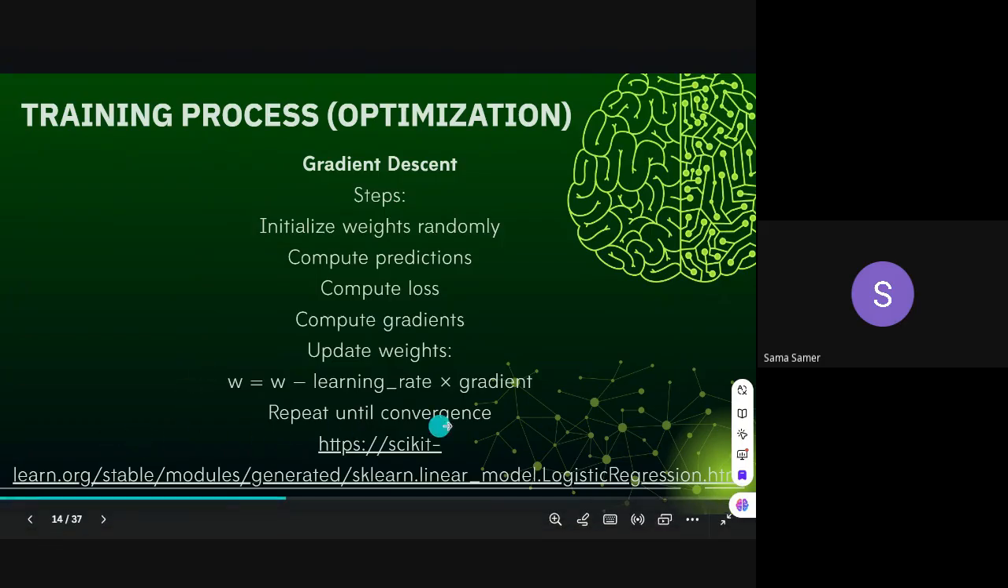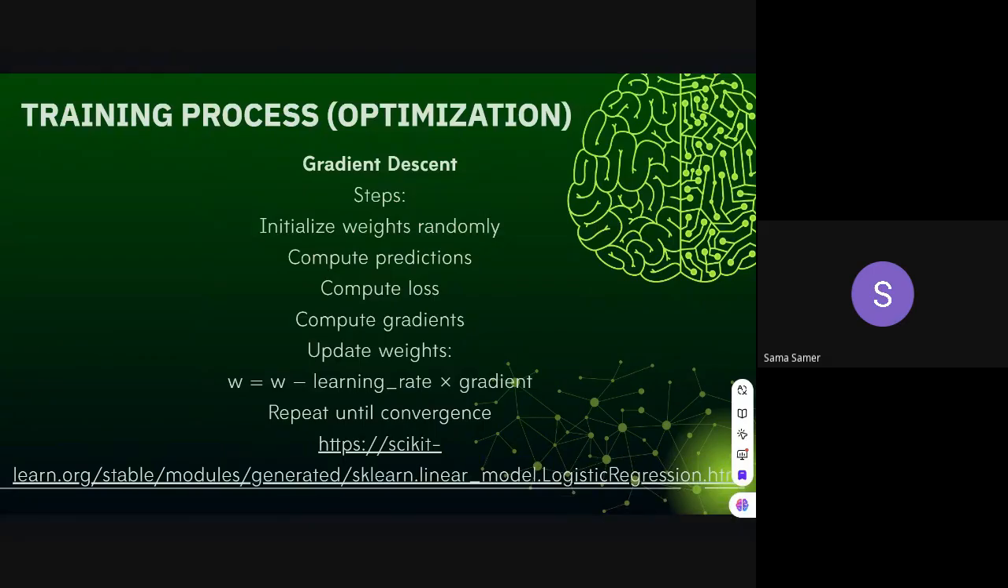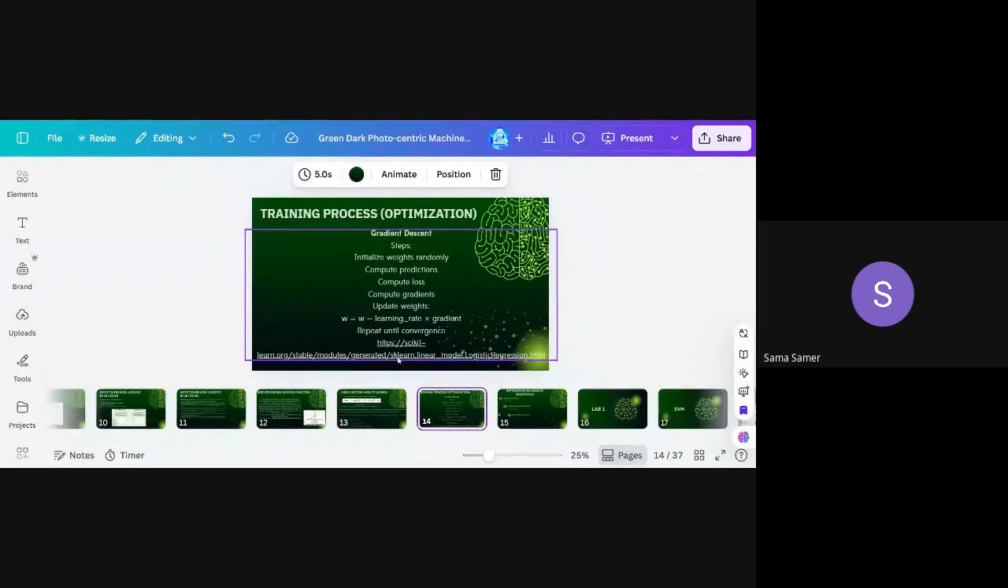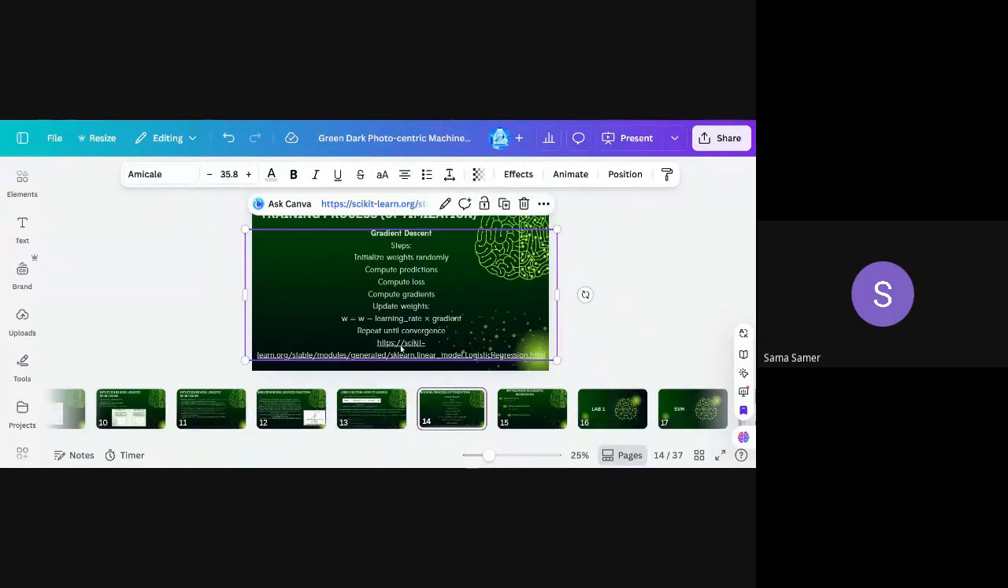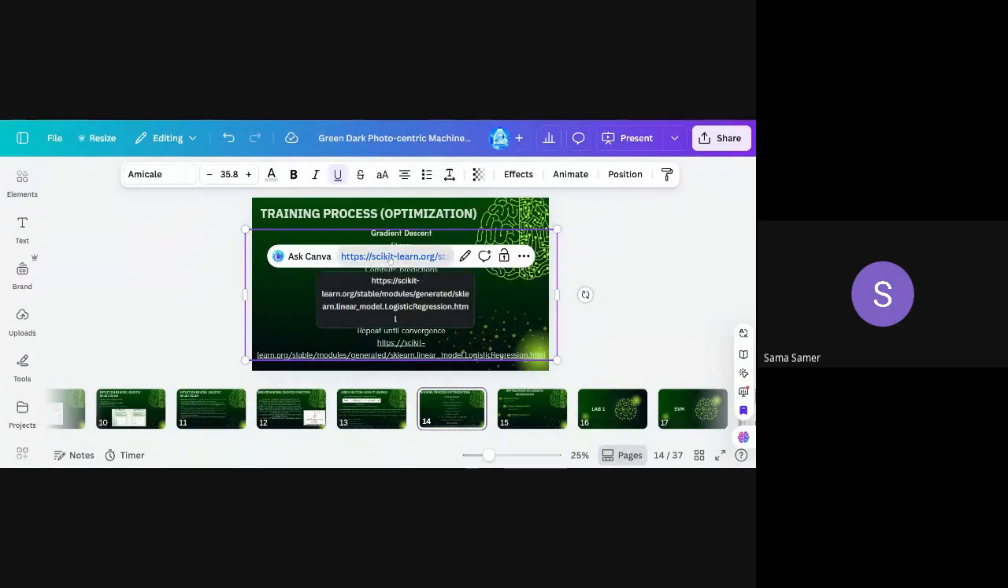And here I have provided a link. What does this link do? Let's see. This link is about the parameters of logistic regression inside scikit-learn. Let's see. I will share my screen now.